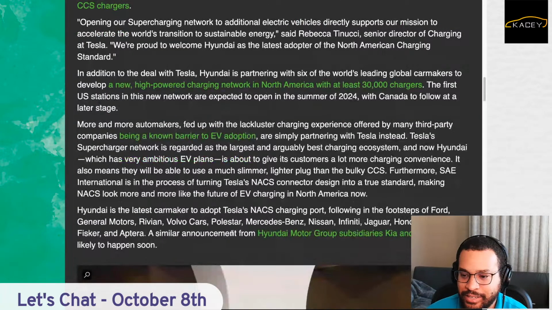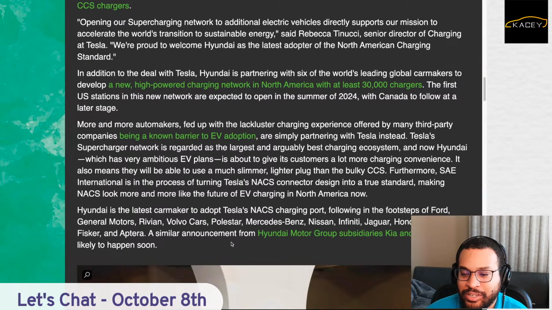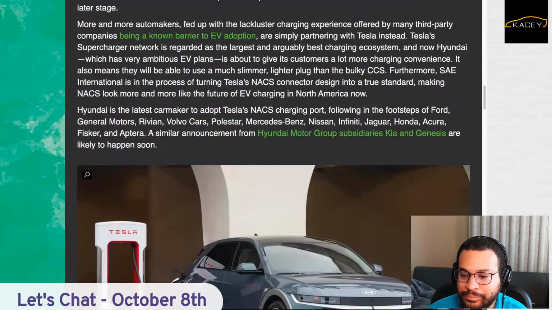Hyundai's the latest automaker to adopt the NACS, following in the footsteps of Ford, General Motors, Rivian, Volvo, Polestar, Mercedes-Benz, Nissan, Infiniti, Jaguar, Honda, Acura, Fisker, and Aptera. A similar announcement from Hyundai Motor Group subsidiaries Kia and Genesis is likely to happen soon.